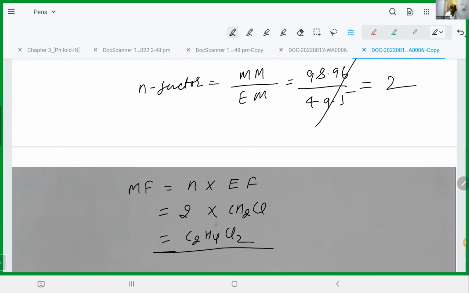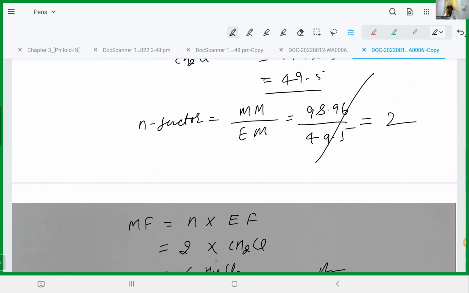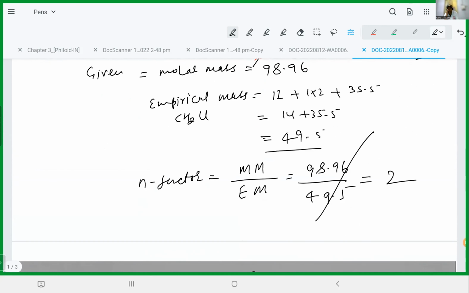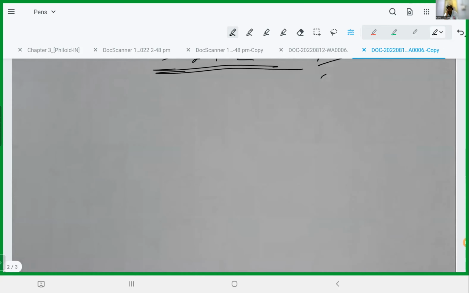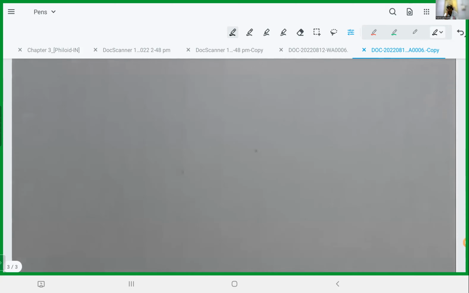C2H4Cl2. This is our required answer. Check if you can understand. Can you write this one or should I erase? No, I've written it down. Done. Okay. Can I give you the problem? Will you solve? Sure.